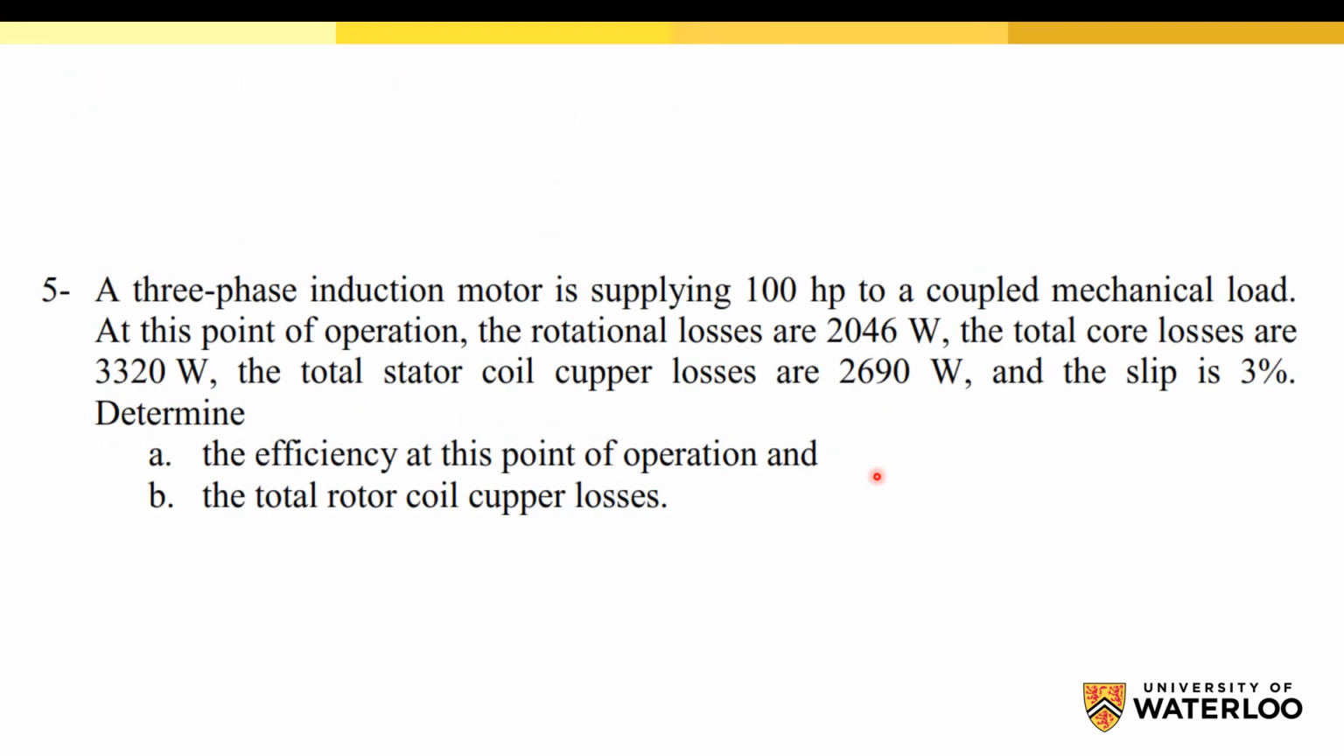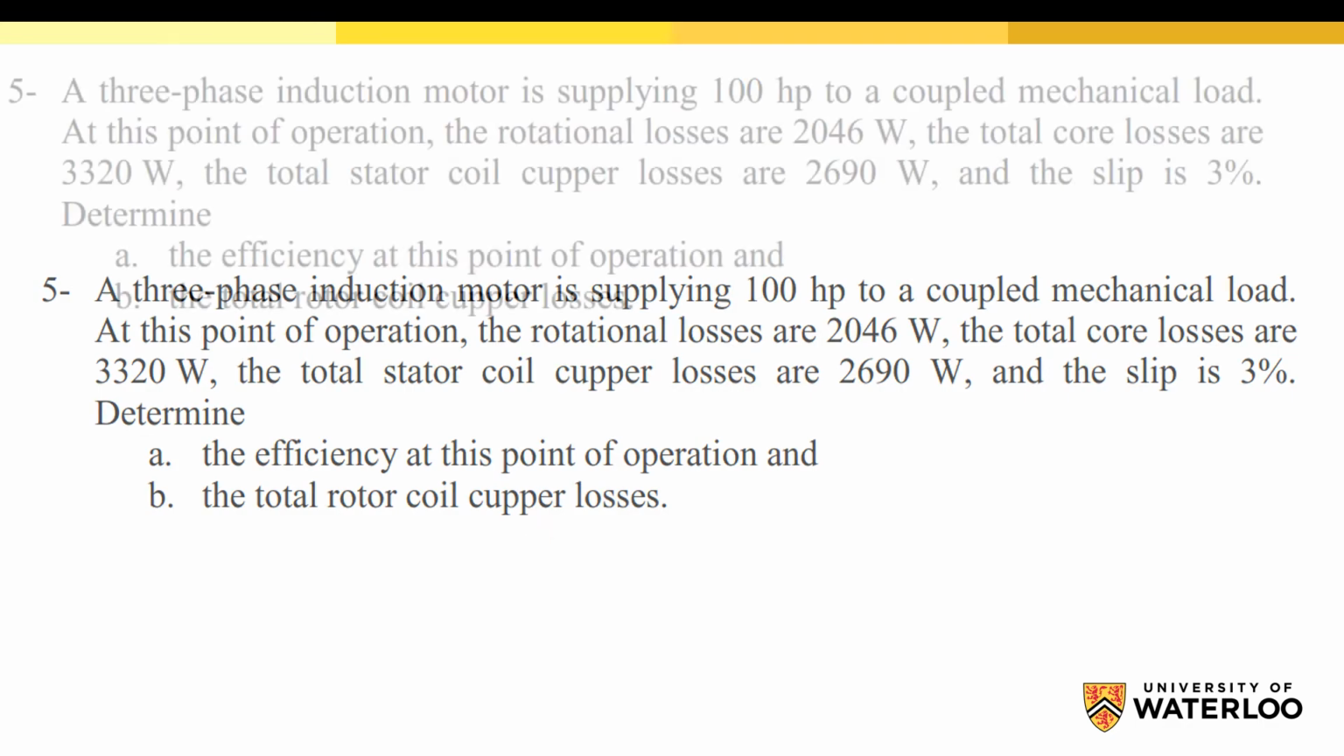In question 5, a 3-phase induction motor is supplying 100 horsepower to a coupled mechanical load. At this point of operation, the rotational losses are given, the total core losses are given, the stator coil copper losses are given, and the slip is given. So we know the losses of the stator, the losses in the core, the rotational losses, and the output power, and the slip. And we need to calculate the efficiency. And for part B, we need to calculate the rotor copper loss.